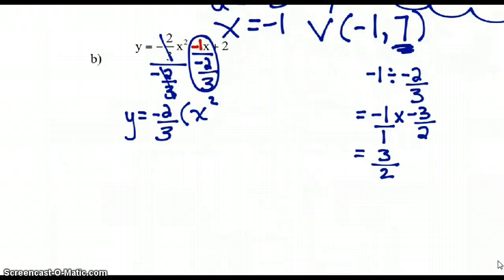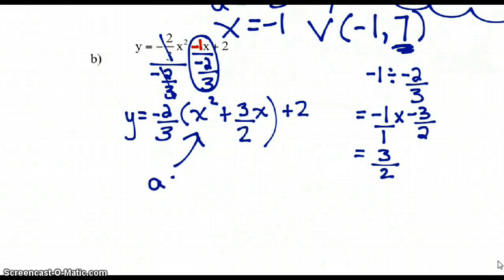Okay, so x squared, and we said that negative 1 divided by negative 2 over 3 was positive 3 over 2. So plus 3 over 2, and don't forget the x. Don't forget the units at the end. And now you're ready to start completing the square. Why? Because your a value is equal to 1. So that's really important to know that this is the point where you start completing the square.